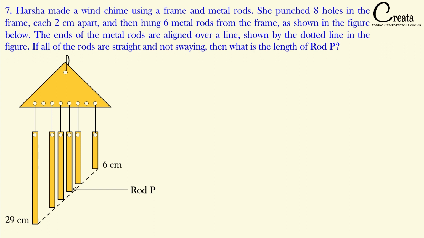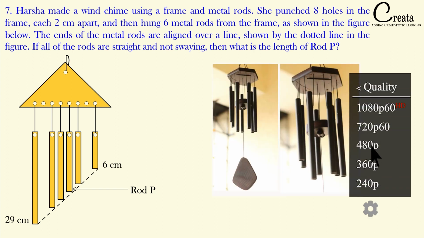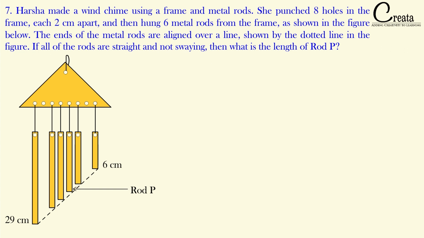Harsha has made a wind chime. A wind chime is a small musical thing that is put on houses for musical sound and for pure energy. The figure is given in the question. She has punctured 8 holes on the top triangle and she has hung 6 metallic rods in the 8 holes.